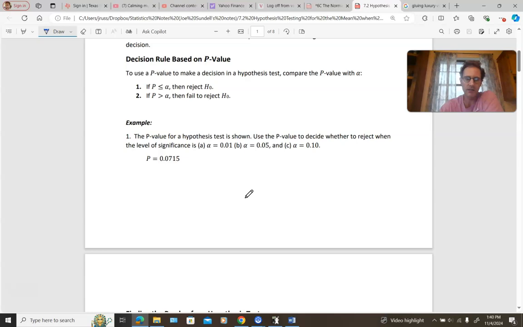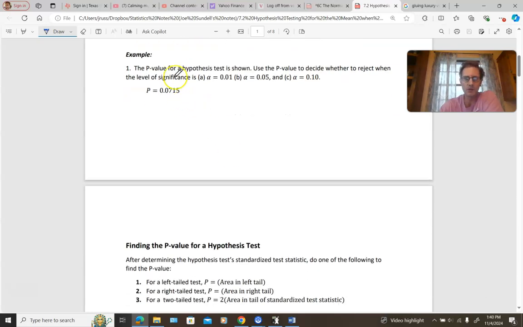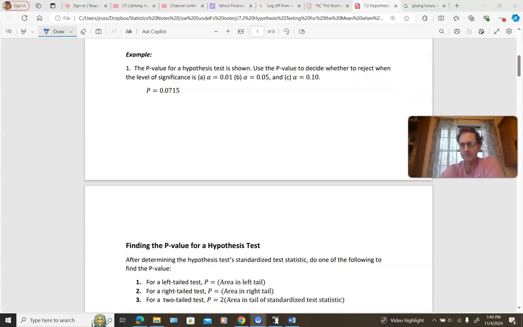All right, well, let's look at example 1. So it says the p-value for a hypothesis test is shown. So this is the p-value right here. These are always going to be given in decimals. This is about 7.15%, okay? And it says use this p-value to decide whether to reject the null hypothesis when the level of significance is these three different values, okay? So there's three parts to this question.